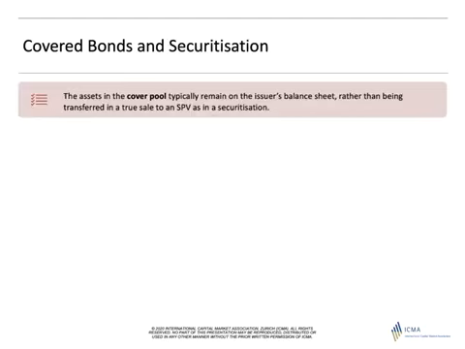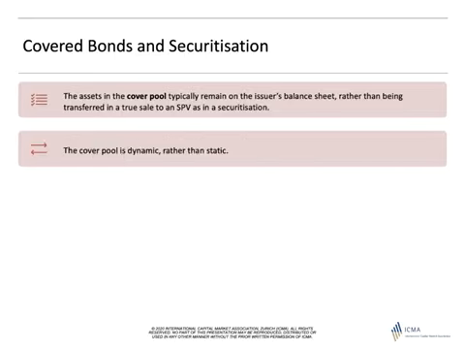So the key differences between covered bonds and securitization are the following. First, the assets in the cover pool in a covered bond typically remain on the issuer's balance sheet rather than being transferred in a true sale to an SPV as in a securitization. Secondly, the cover pool in a covered bond is dynamic rather than static. That is, it changes over time. It is possible to have securitizations with dynamic collateral pools, but many of the examples that we discussed earlier involve static collateral pools.